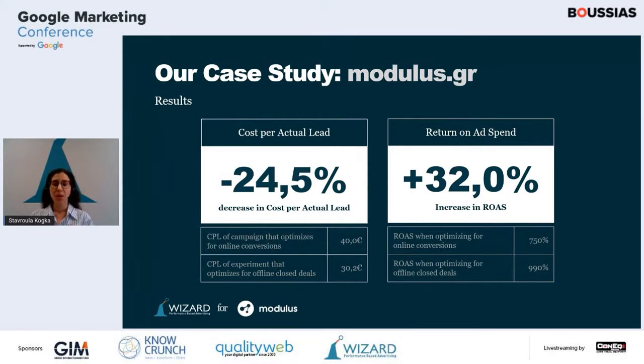And wrapping up, I wanted to mention that at Wizard, we strongly believe that OCT should be a part of all our lead generation focused accounts, especially for B2B clients. That's why we plan on integrating it in our initial configuration processes for our customers.